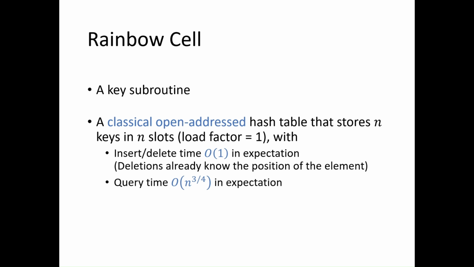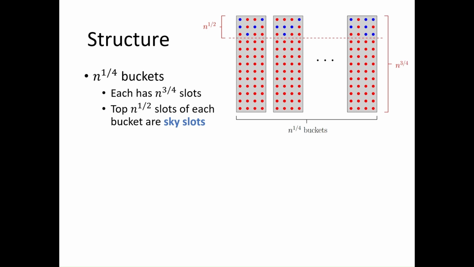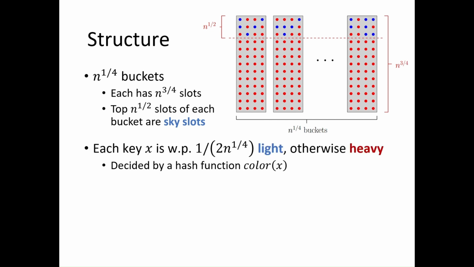So this is the goal of a rainbow cell, and this picture shows the structure of it. The n slots in the array are partitioned into n to the 1/4 buckets. Within each bucket, there are n to the 3/4 slots in total, and the top root n slots are special. We call them the sky slots. And for each key in the universe, we assign one of two colors to it using a random hash function. It is either a light key or a heavy key, represented using blue and red points in the picture.